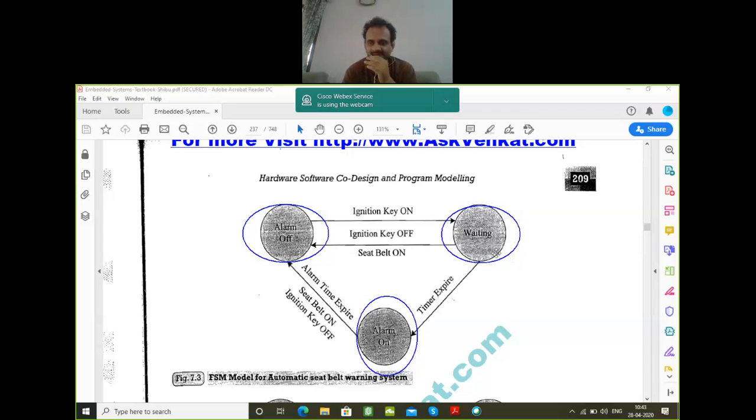After the 5 seconds is over, the alarm will turn on. Okay. The alarm will turn on. So it will wait for 5 seconds. Okay. So you have the car which is in off state. The alarm is also in off state. When the car is turned on, ignition key on.